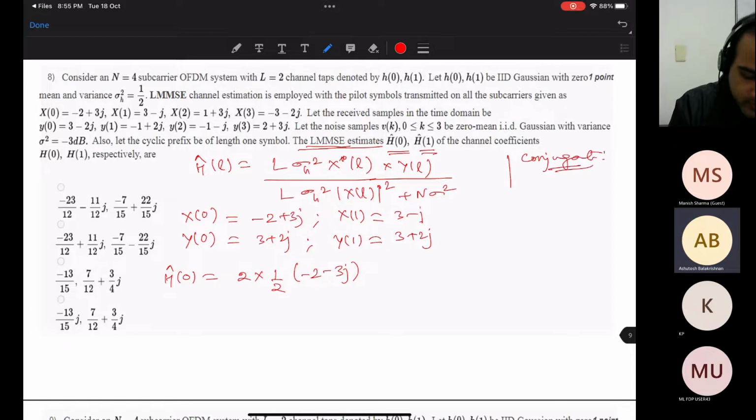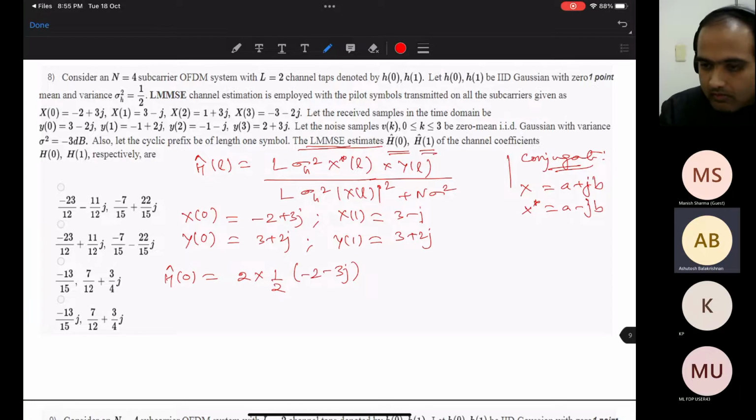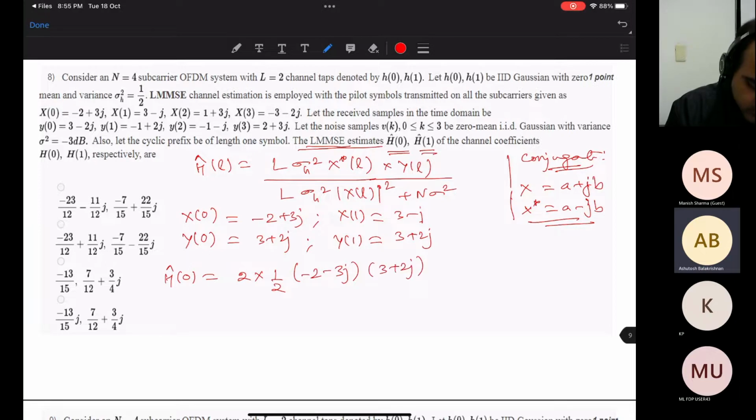So if any x is a plus jb, right? So x conjugate is a minus jb. So the imaginary part becomes negative. That is the meaning of conjugation. And what is y of 0? It is 3 plus 2j, and we divide it by 2 times 1 by 2.